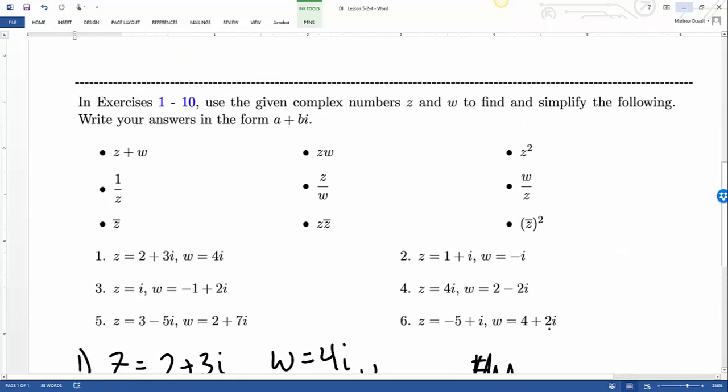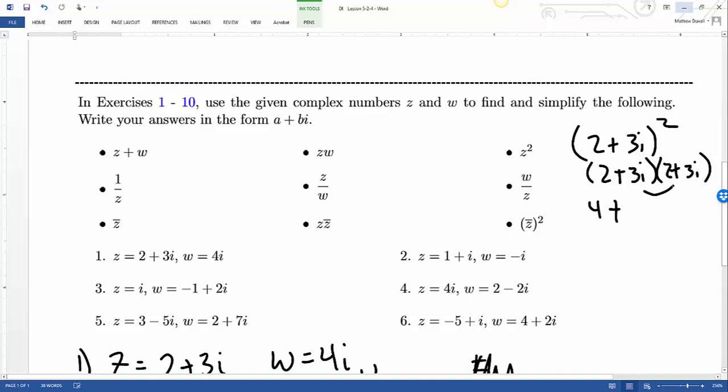So z squared. So z is 2 plus 3i, so squared. That's the same as 2 plus 3i times 2 plus 3i. So that's 4 plus, that's 6i and 6i, that's 12i, and then plus 9i squared. So that's negative 1. 9 times negative 1 is negative 9. So that's negative 5 plus 12i.